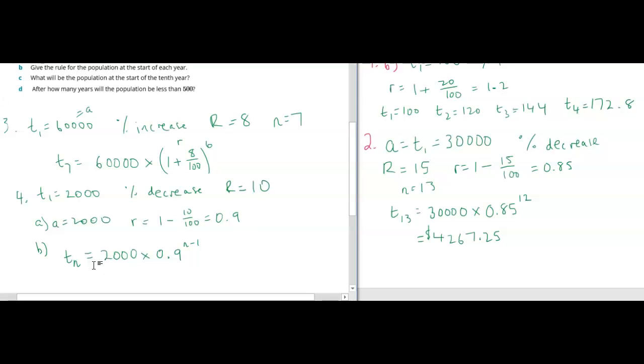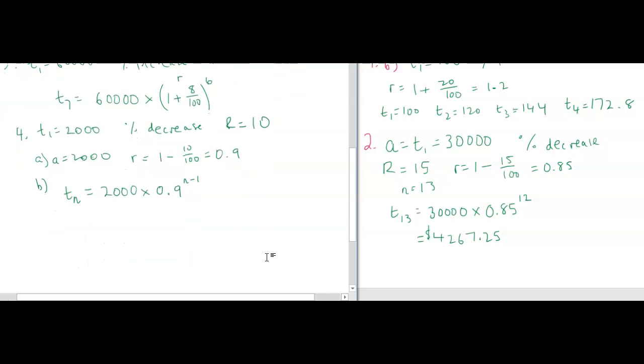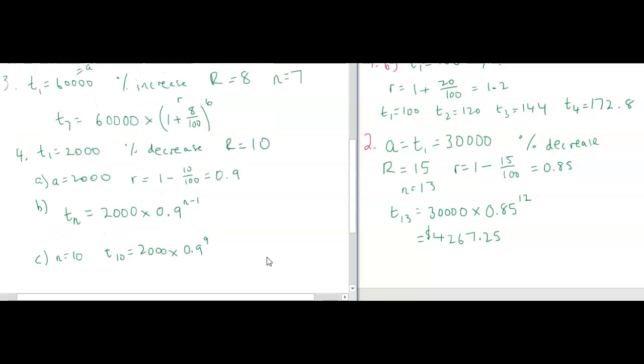Okay, so what we do is we just need to then substitute in the value of n. So for question C, what will the population be at the start of the 10th year? We're just letting n equal 10. So we're doing, oh gosh, T10, it's very windy, 2000. I don't know whether you can hear things banging on behind me. And 10 minus 1 is 9. And then you just put that into your calculator.